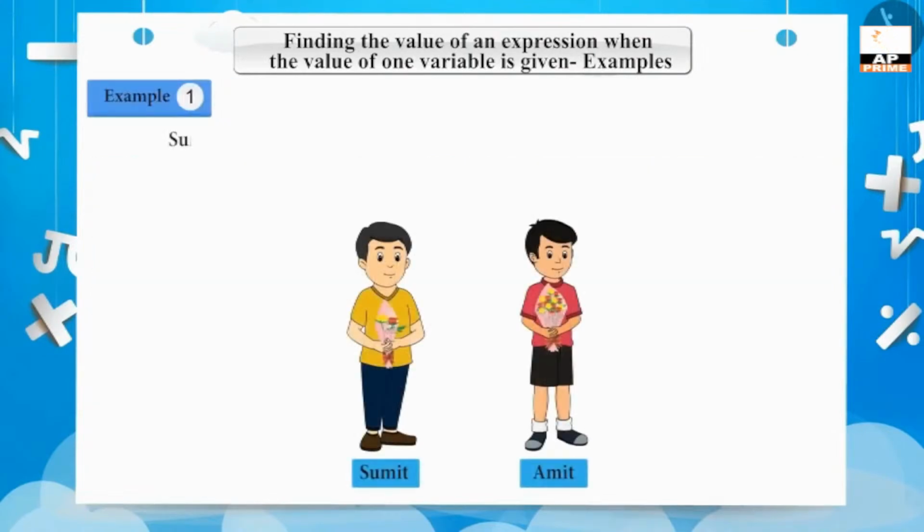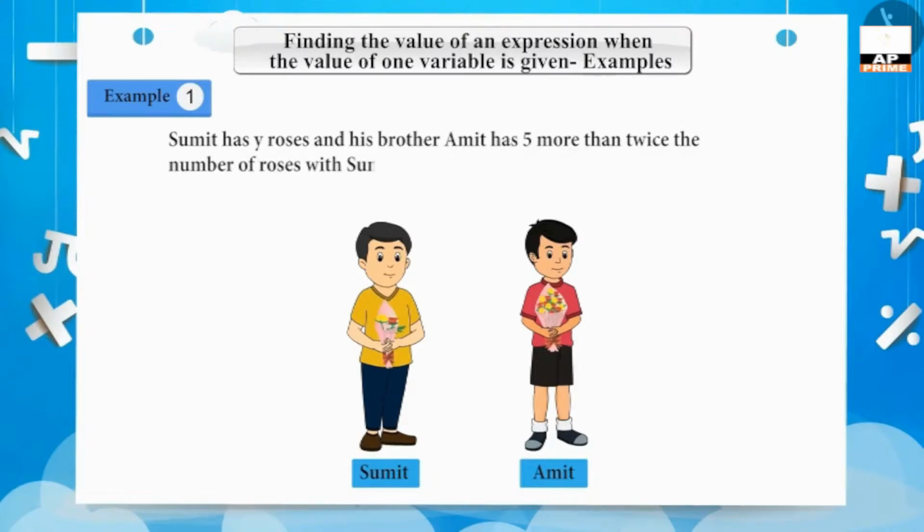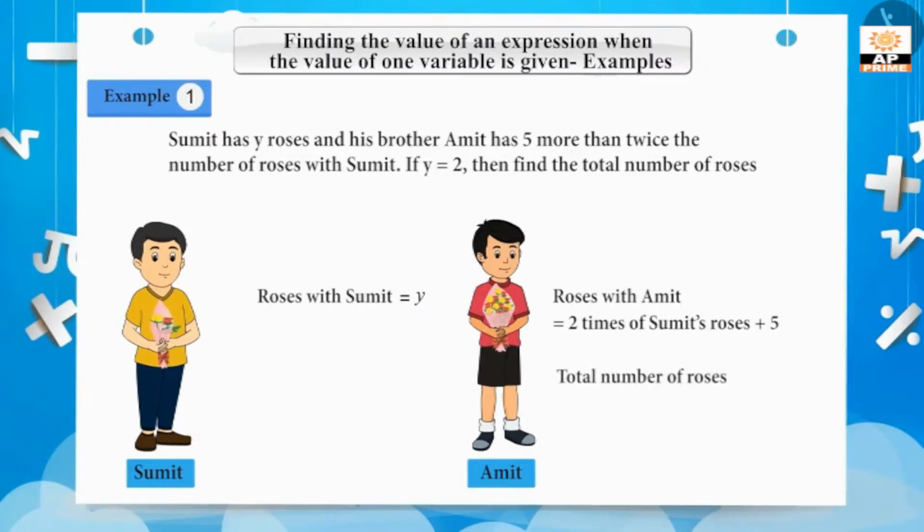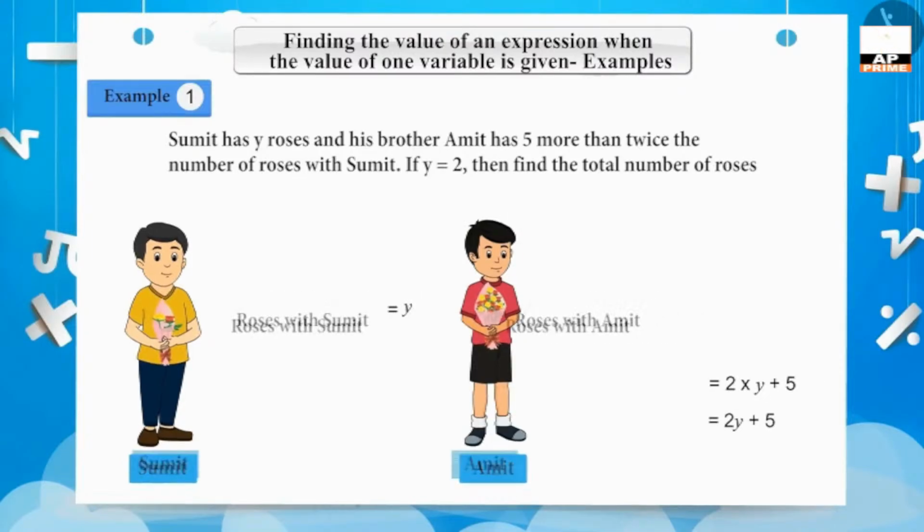Example 1. Sumit has y number of roses and his brother Amit has 5 more than twice the number of roses Sumit has. If y is equal to 2, then find the total number of roses. As we know, the number of roses Sumit has is y, and his brother Amit has 5 more than twice the number of roses than Sumit. Therefore, the total number of roses with Amit will be 2 multiplied by y plus 5, which is 2y plus 5.